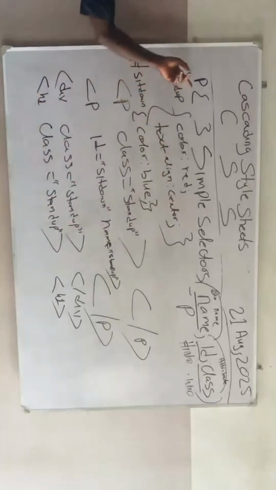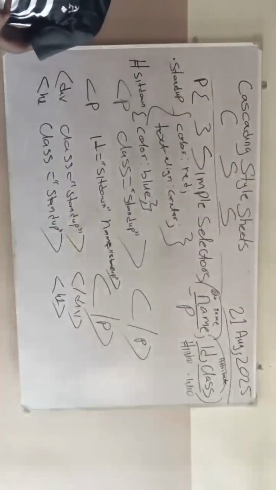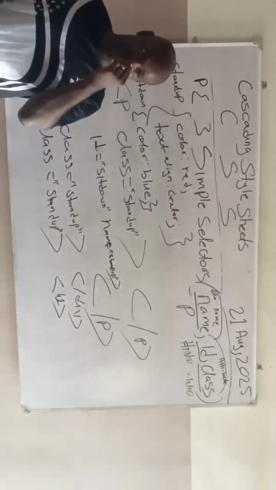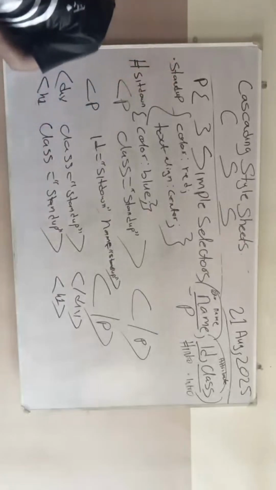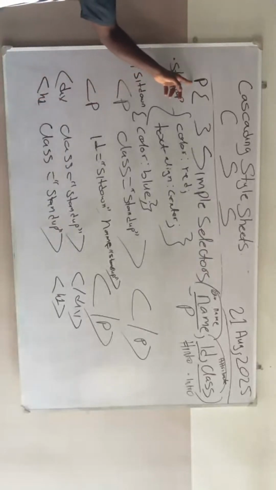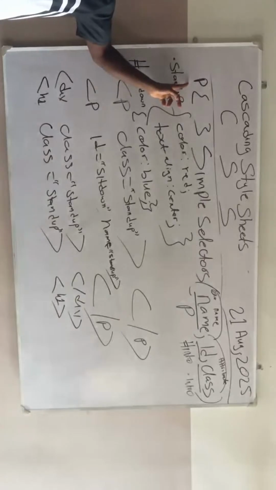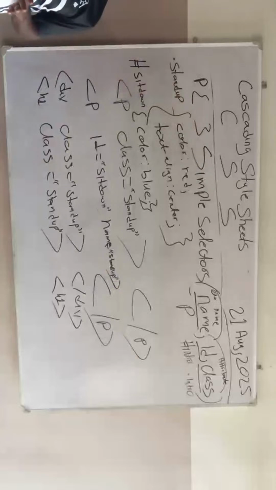So for you to style your element by name, you must specify the name of the element. And I said CSS knows the name of all elements. Any element that you use, CSS knows the name. So you don't need to bother yourself, just know the name. Tell CSS, I want to go to P, and all the P's in my HTML page should have this declaration. You understand that part?